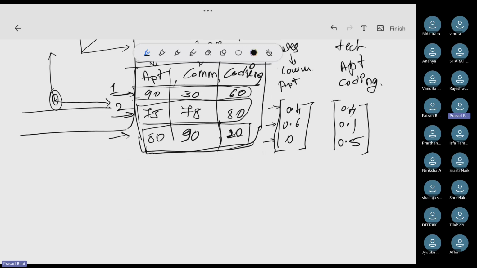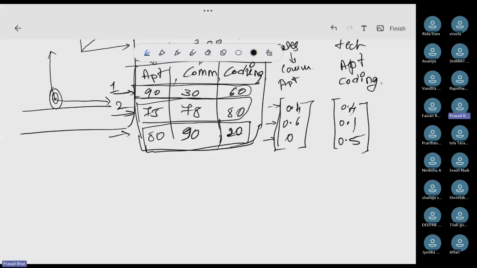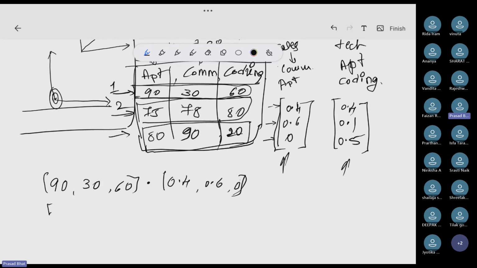If I want to calculate whether this student 1 is more aligned to get placed here or here, I do what? This is 90, 30, 60 as one vector, and then dot product with what? 0.4, 0.6, 0. This is one operation, and another operation is 90, 30, 60, dot product with what? 0.4, 0.1, then 0.5, right?